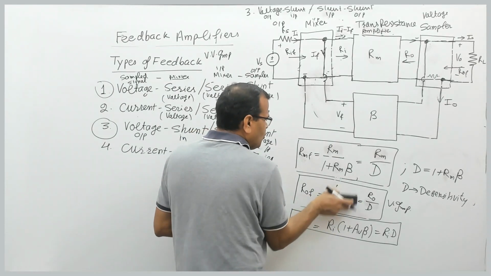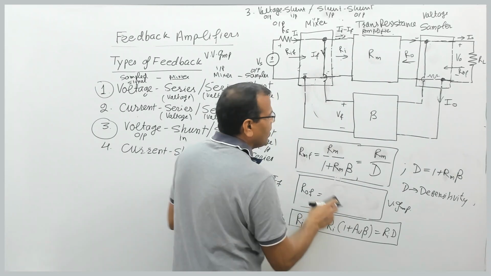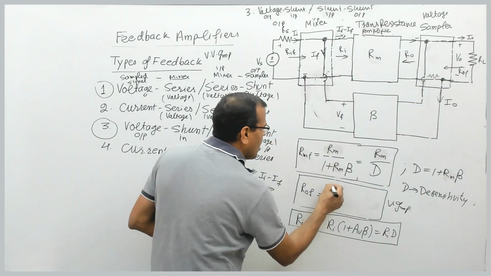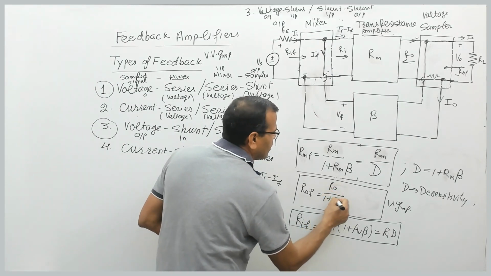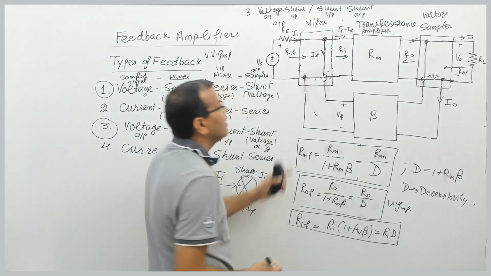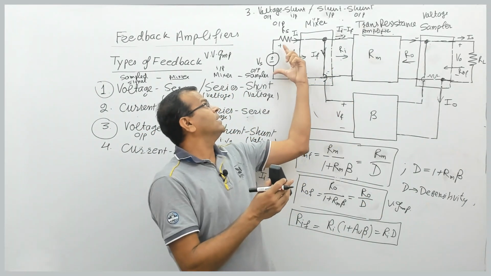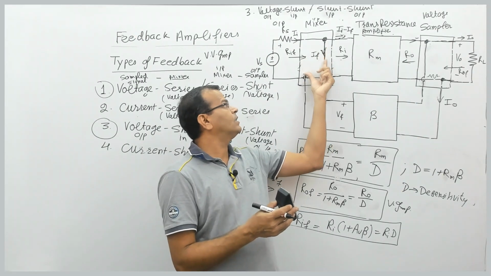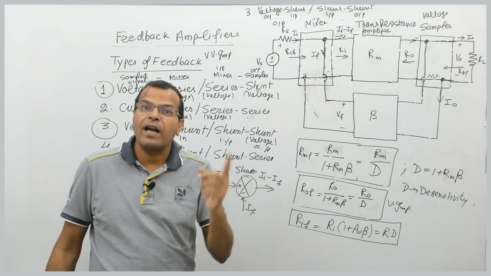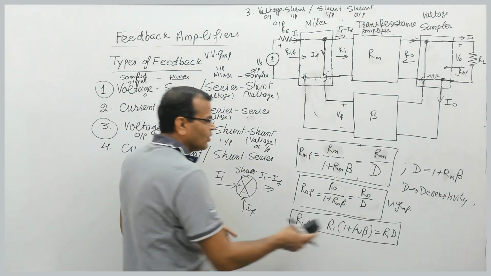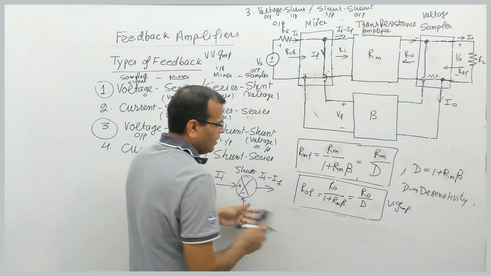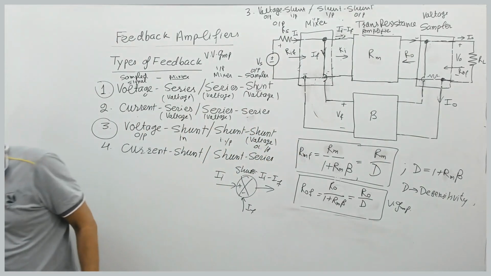Now, output resistance, it is shunt sampling. So output resistance must decrease: R0 by 1 plus Rm beta, or that is R0 by D. Now, please see it carefully. This is a parallel combination. This and this both are coming in parallel. So that is shunt, and shunt means decrease in resistance. So our input resistance in case of this amplifier must be decreasing.